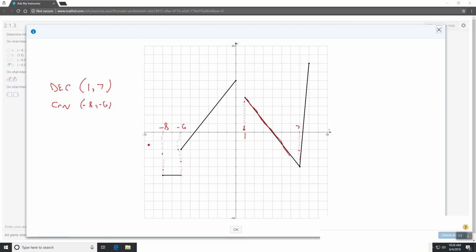When you're doing these, you don't look at the y values at all. You're only looking at the x values. And increasing, you got correct on that.